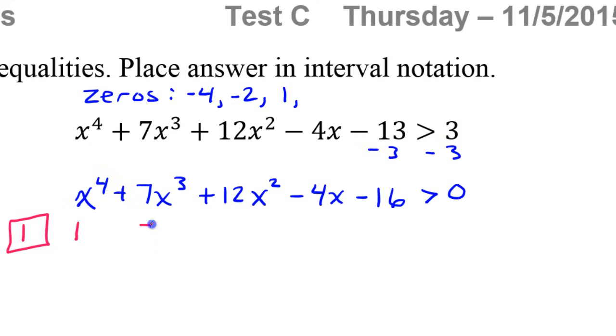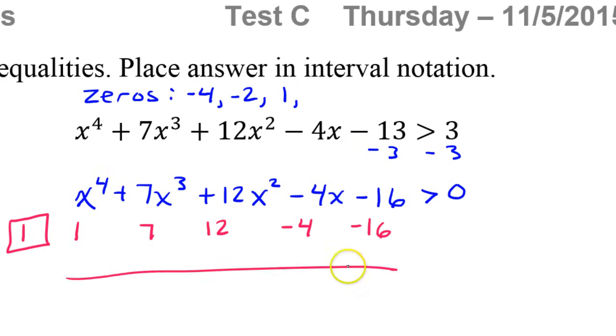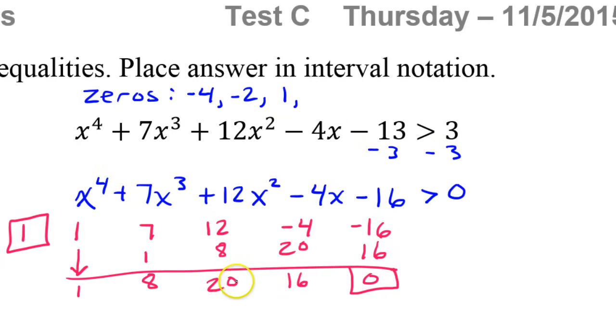So I've got 1, 7, 12, -4, and -16. Okay, 1 times 1 is 1. That's 8. 8 times 1 is 8. That's 20. 1 times 20 is 20. That's 16. And 16 times 1 is 16. That's 0. I've got to keep going at least till I get down to a trinomial.